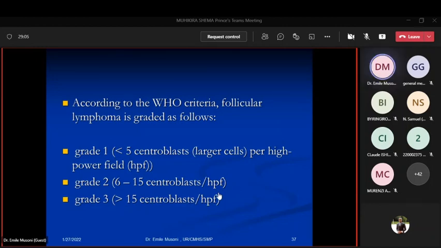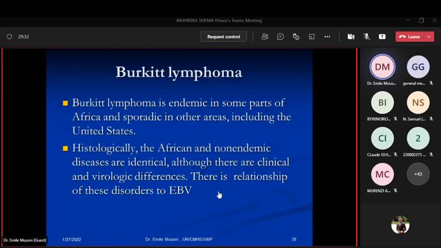For grade 1, there are less than 5 centroblasts, larger cells, per high power field. Grade 2, 6 to 15 centroblasts per high power field, HPF. HPF is high power field on the microscope. Whereas grade 3 is more than 15 centroblasts per high power field.